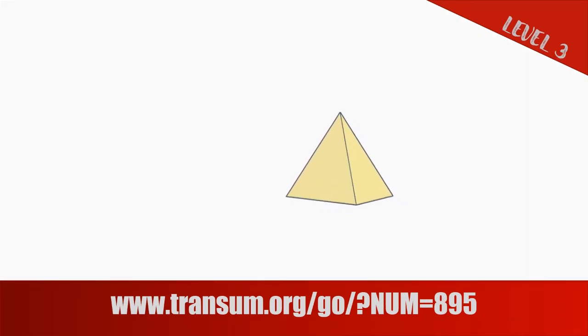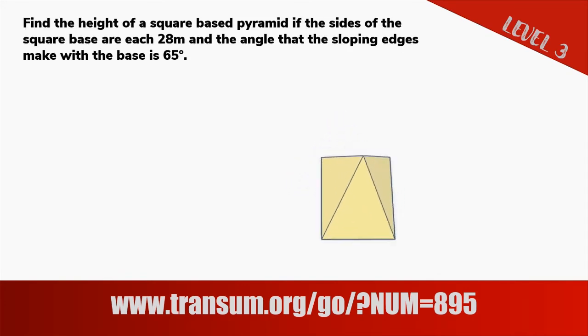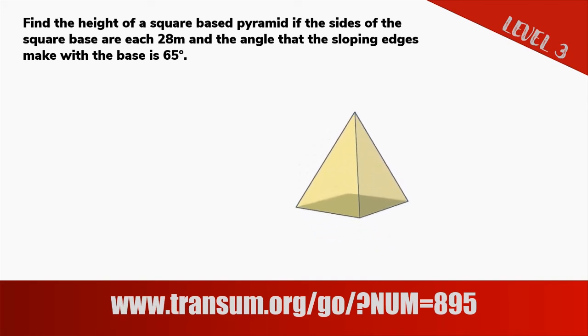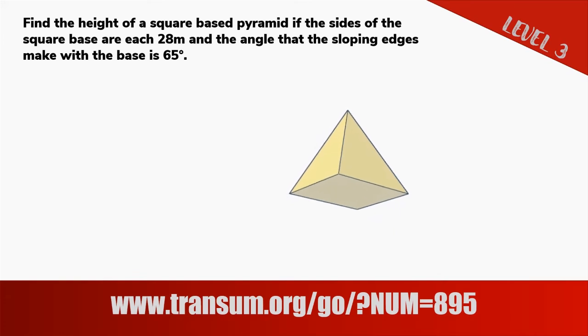So level 3 now is going to involve a square-based pyramid. The sides of the square base are each 28 meters, and the angle that the sloping edges make with the base is 65 degrees. We need to work out the height.